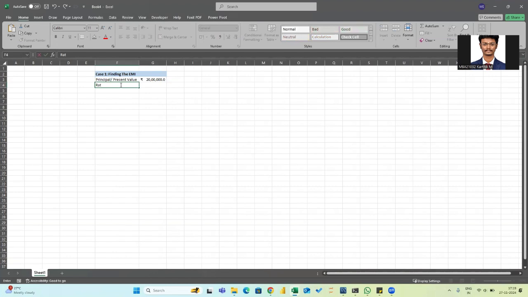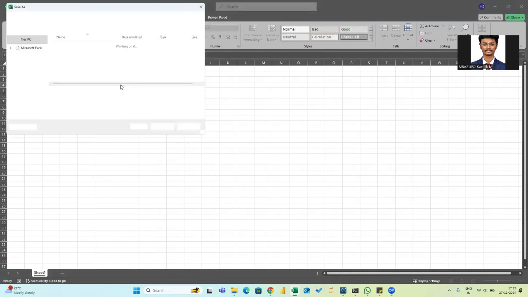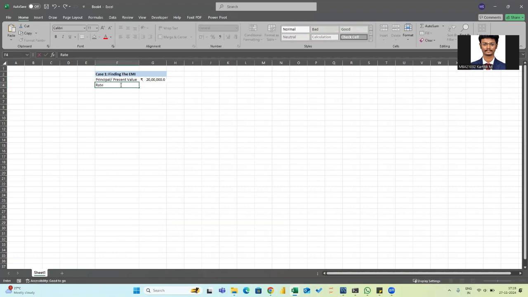And rate of interest now. Rate of interest, ROI per annum. For the sake of simplicity, let's take 12% and number of periods. So let's take 15 years, and for each year we have 12 months, so there are 180 periods.